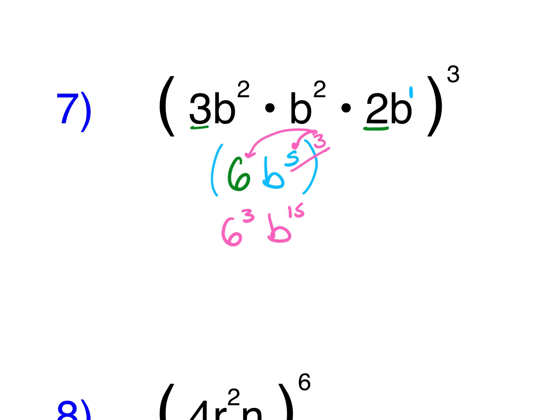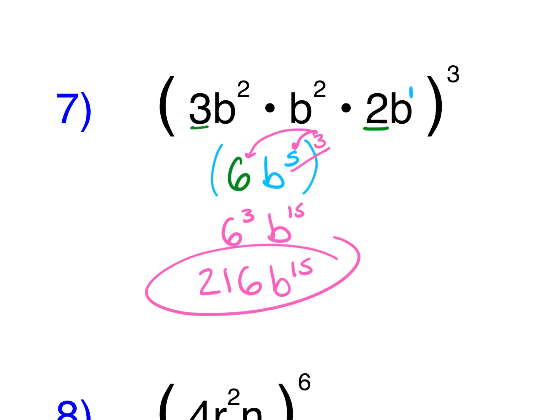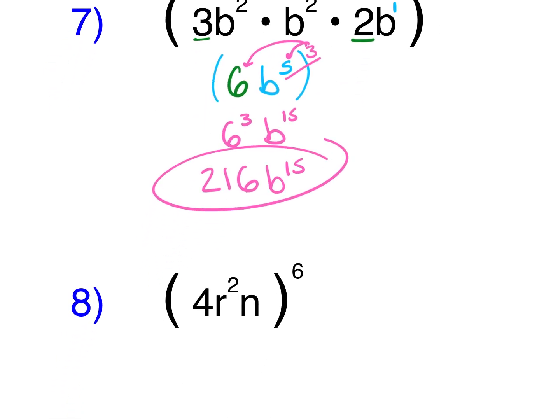We just did it. 216. Awesome. If you need to, write it out, write it out. But some of them you start to see reoccur, so you may remember it each time. So 216. Any questions here?